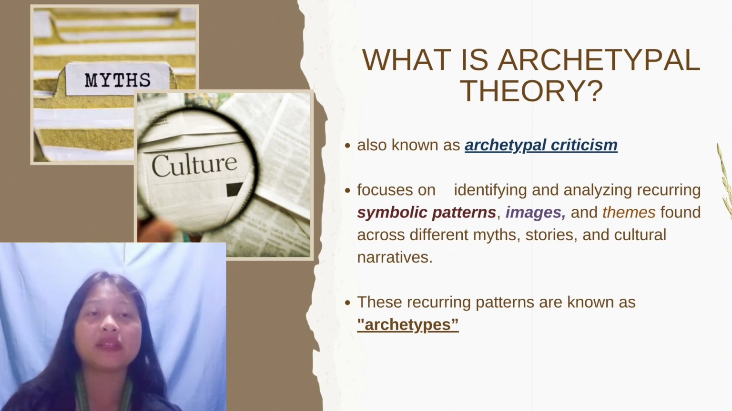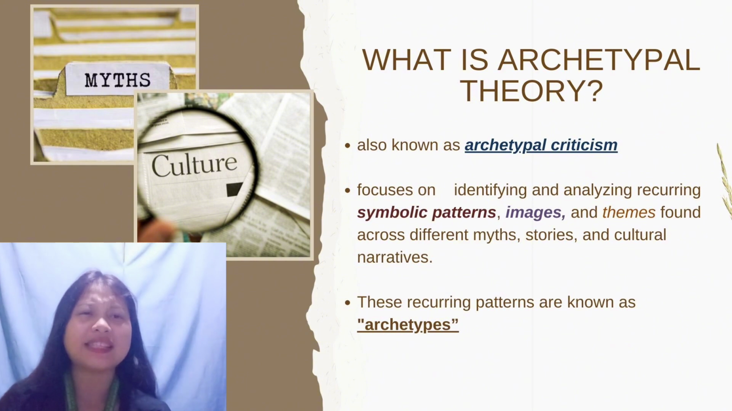These recurring patterns are known as archetypes. Archetypes came from the Greek words archen, meaning original or old, and typos, meaning pattern or type. So the whole meaning of archetypes is the original pattern from which all other similar persons, objects, or concepts are derived. One example of an archetype is the archetype of the hero, which is a common symbol in many cultures representing courage, strength, and the ability to overcome challenges.